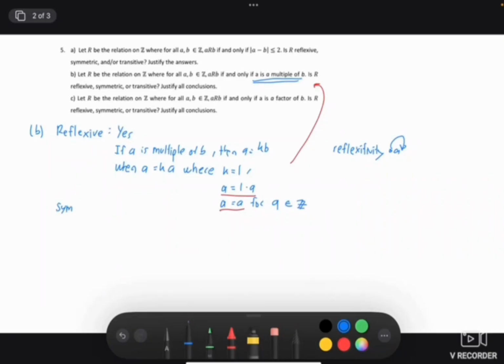Okay, now let's see if our relation R is symmetric or not. For the definition of symmetric, we have to make sure that A relates to B and B relates to A. For that, we can prove it using this. Let's assume that A is equal to 12 and B is equal to 3.